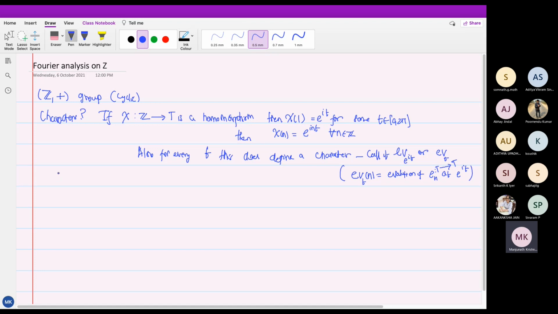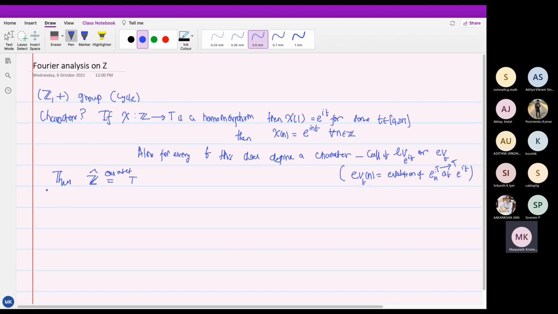So hence Z hat is identified as a set with the circle group T, because for every element of the circle group there is one character of Z, and so as a set it can be identified with the circle group. Okay, so that's what characters of Z are.